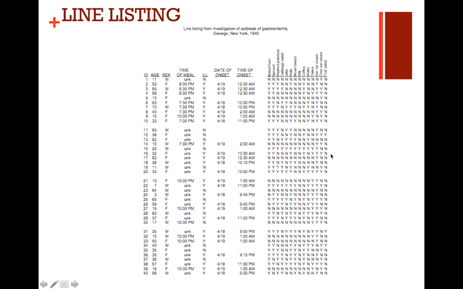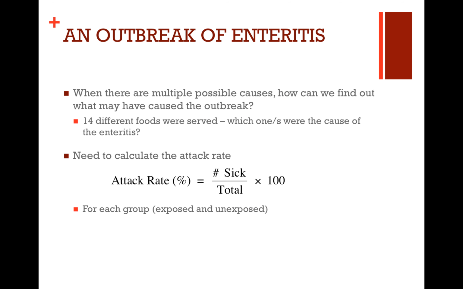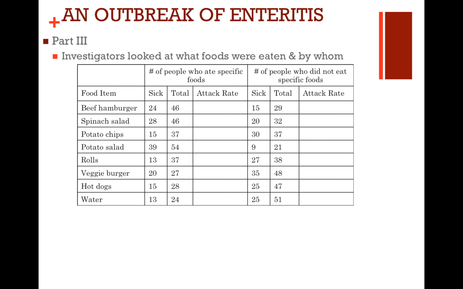Now this seems sort of overwhelming, but from there what we can do is calculate who ate what and when, and try to figure it out. So 14 different foods were served. Was it all of them? Was it one of them that caused the enteritis? And so in addition to calculating the overall attack rate, you can calculate the attack rate for each of those individual food items, for each group, exposed and unexposed, who got sick.